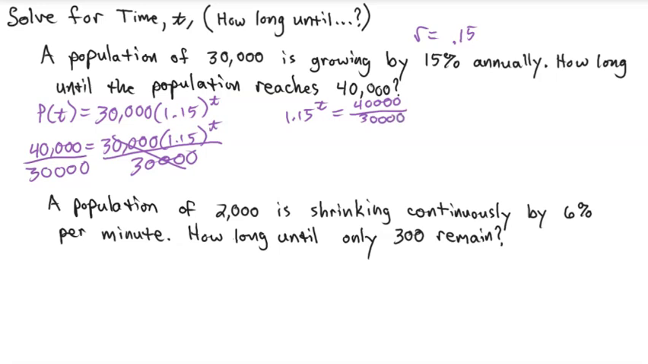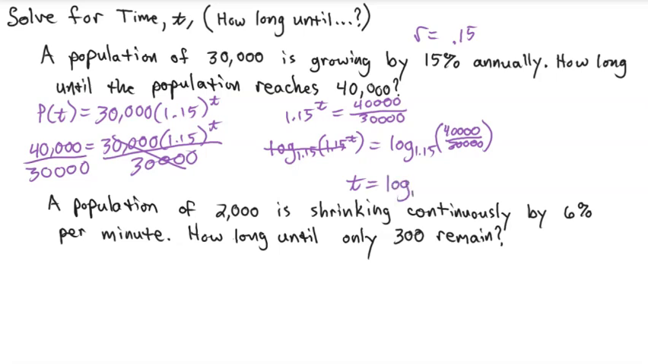Okay. All right. And now we got to cancel the base, so we're going to do a logarithm. We're going to do log base 1.15 of 1.15 to the t power, okay, is equal to log base 1.15 of 40,000 over 30,000. Okay. Now over here, we're going to cancel the 1.15. We're going to have t is equal to log base 1.15 of 40,000 over 30,000.